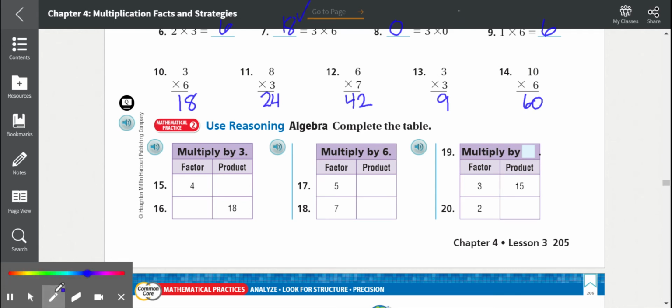Okay, so this one, they want us to find the factors and the products when we multiply by 3. So the first one would be 3, and the factor is the other number. So this would be 3 times 4 equals, what's the product? Well, what is 3 times 4? 12.